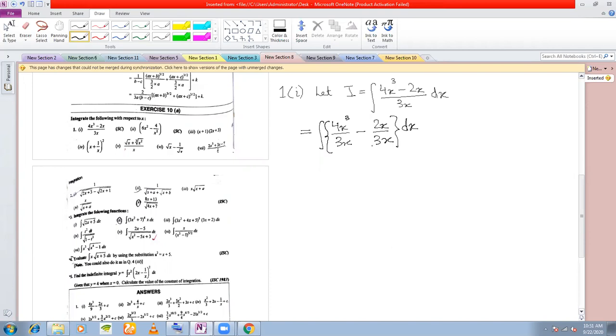Okay, you understood this step? Do you understand this step? Yes, sir. Did you understand this step? No, sir. You did not understand this step. I just separated the fractions. Yes, yes, sir. Got it.